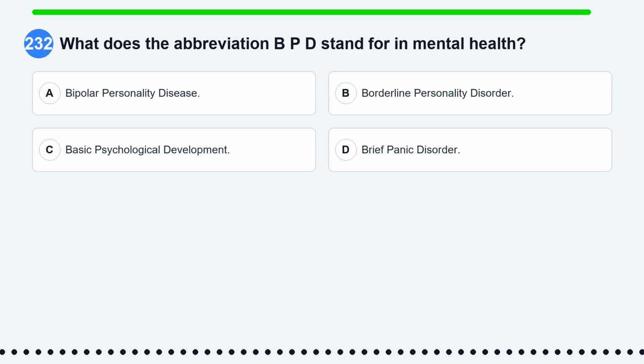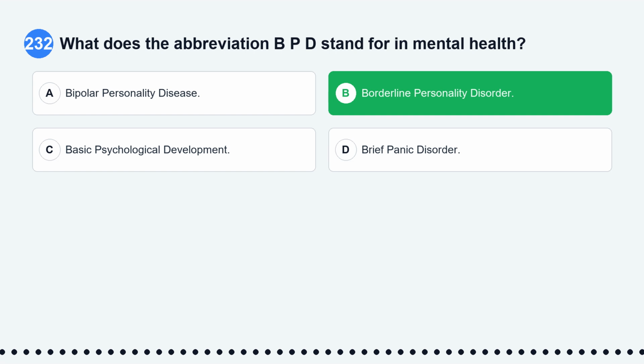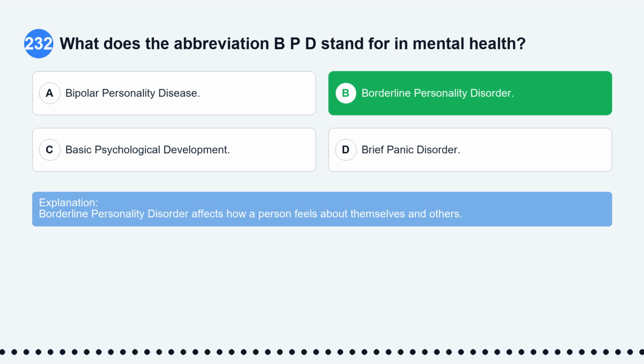Question 232. What does the abbreviation BPD stand for in mental health? Option A. Bipolar personality disease. Option B. Borderline personality disorder. Option C. Basic psychological development. Option D. Brief panic disorder. The correct answer is option B. Borderline personality disorder. Borderline personality disorder affects how a person feels about themselves and others.